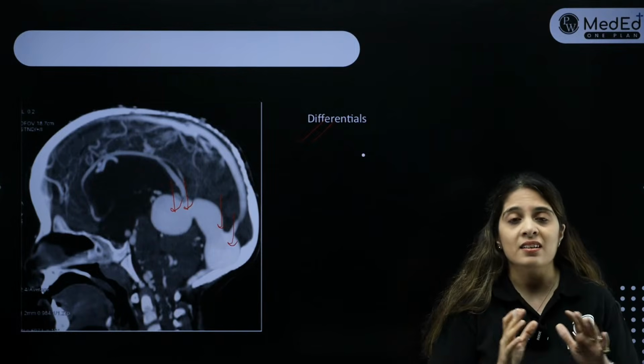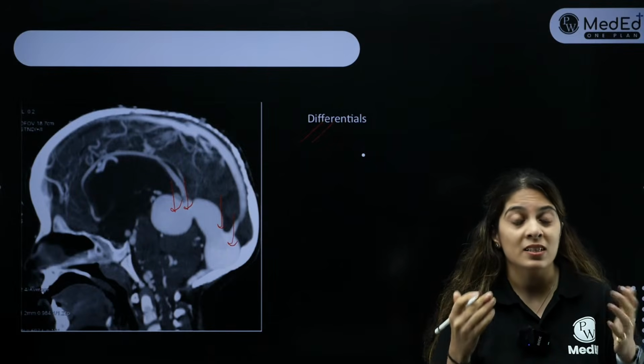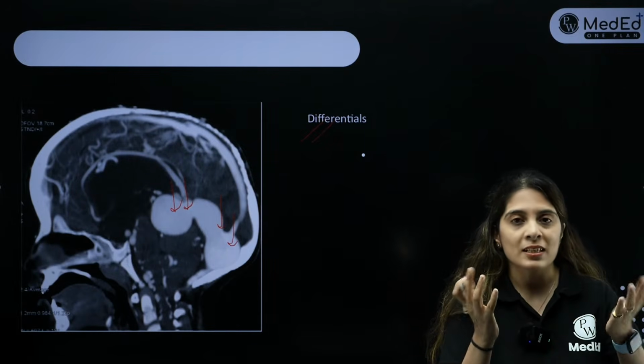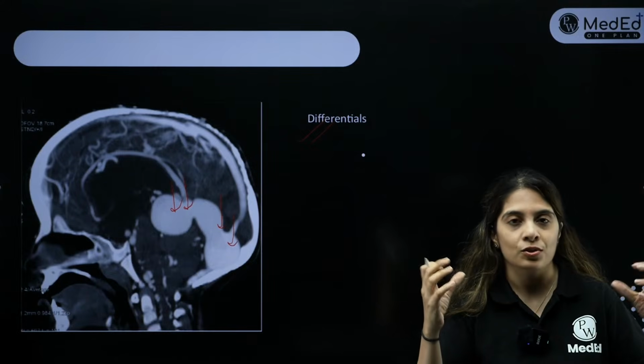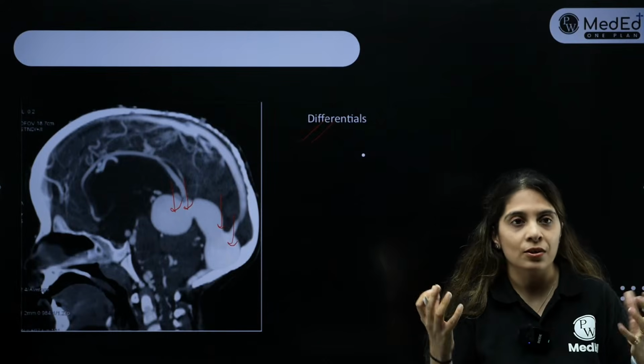So again, in Dandy Walker, you will be given a posterior fossa. You will actually not be able to see the cerebellum also, because it is almost completely replaced by that particular cyst. So it will be a completely different image. It is not vascular also.